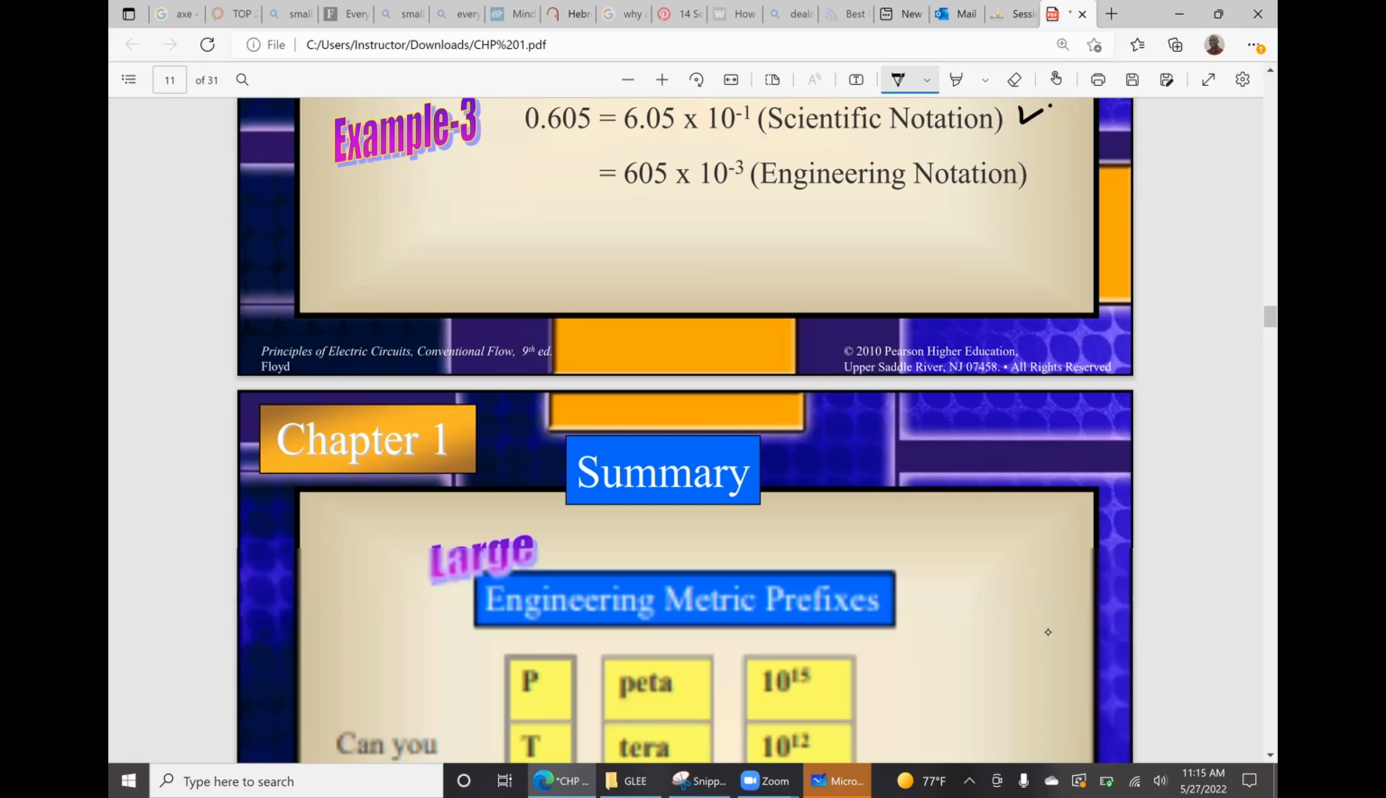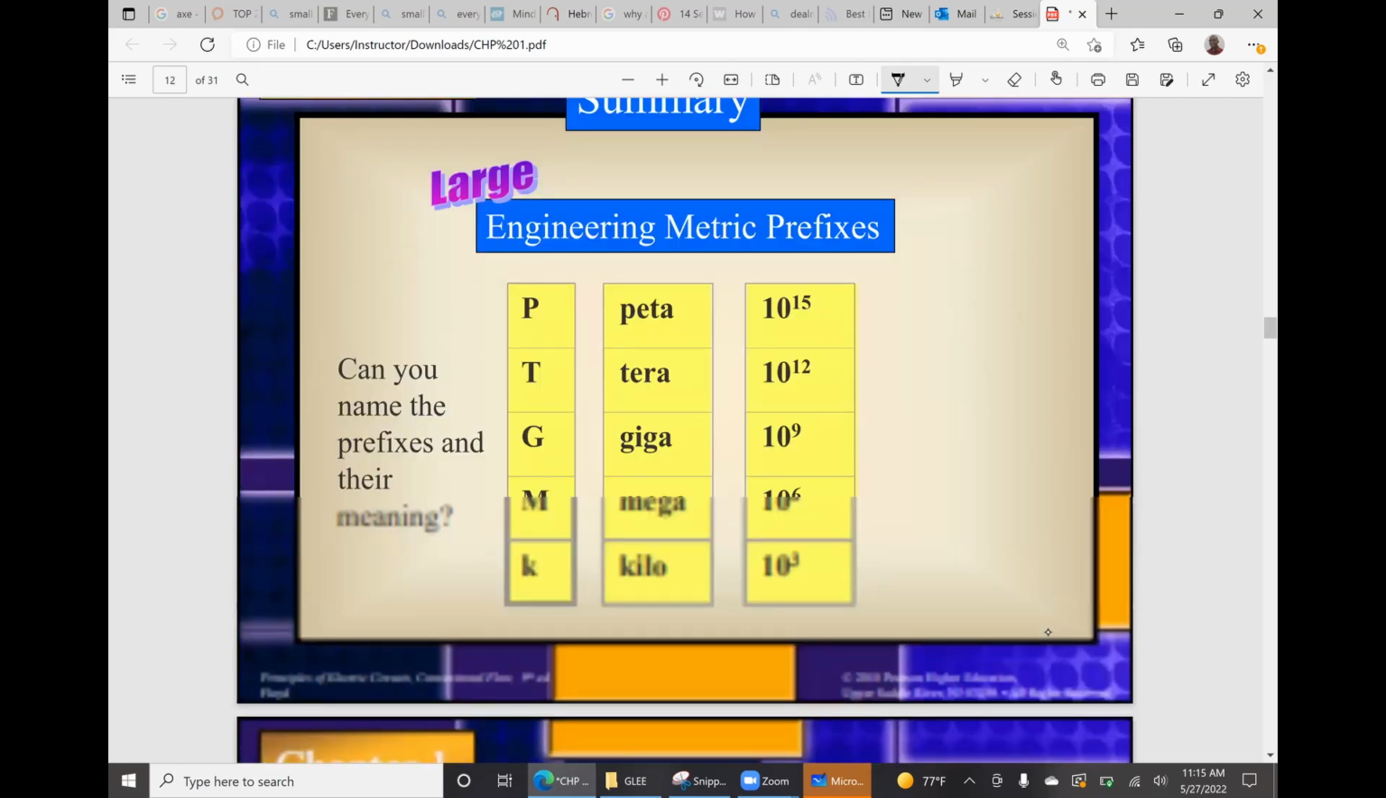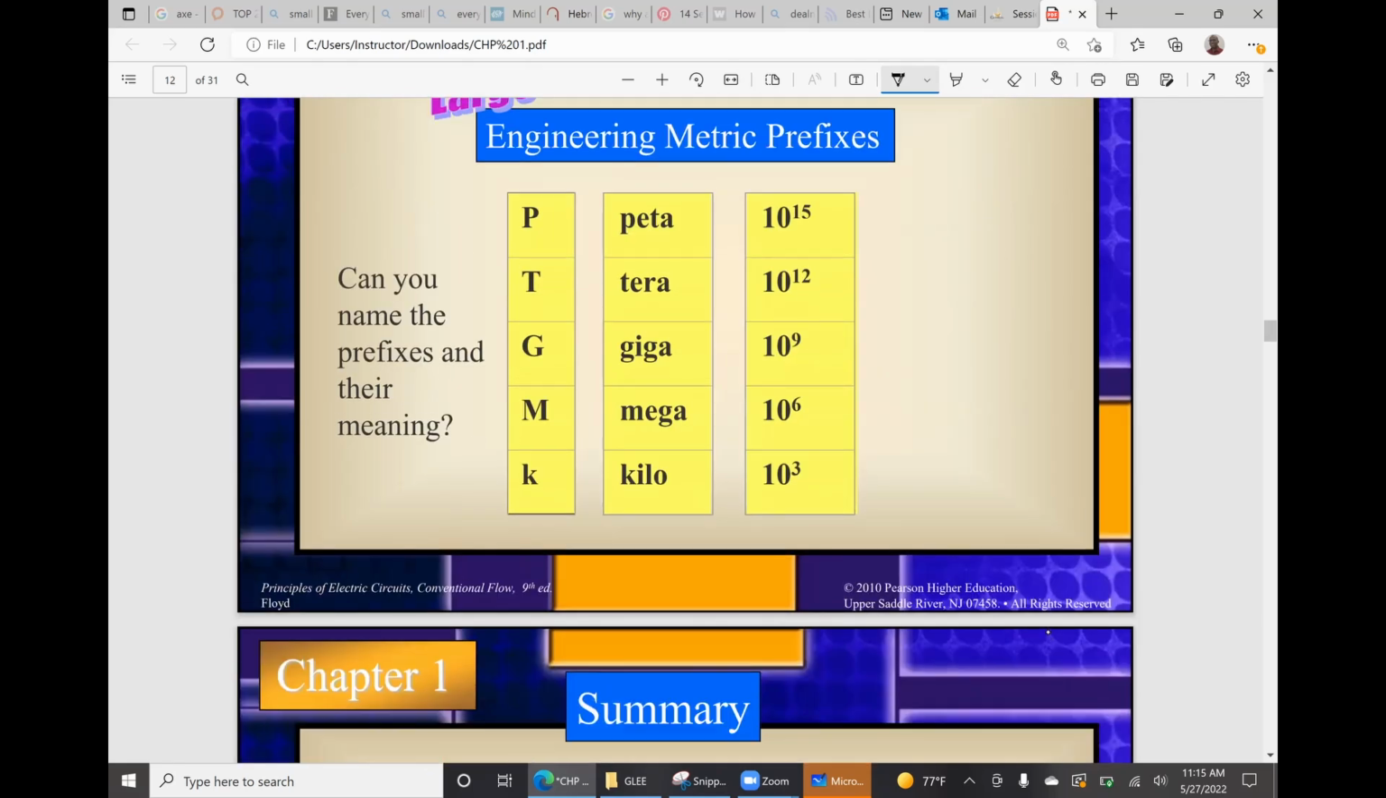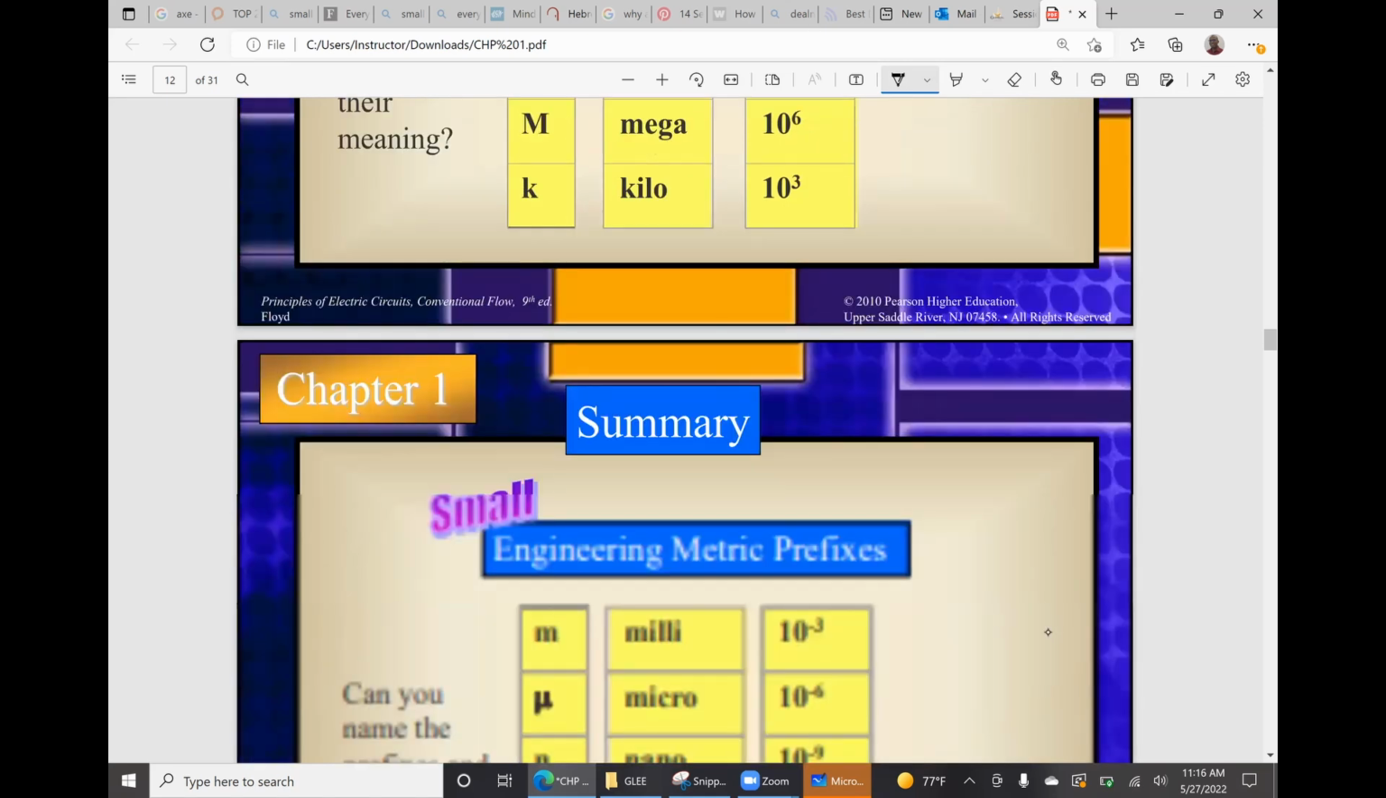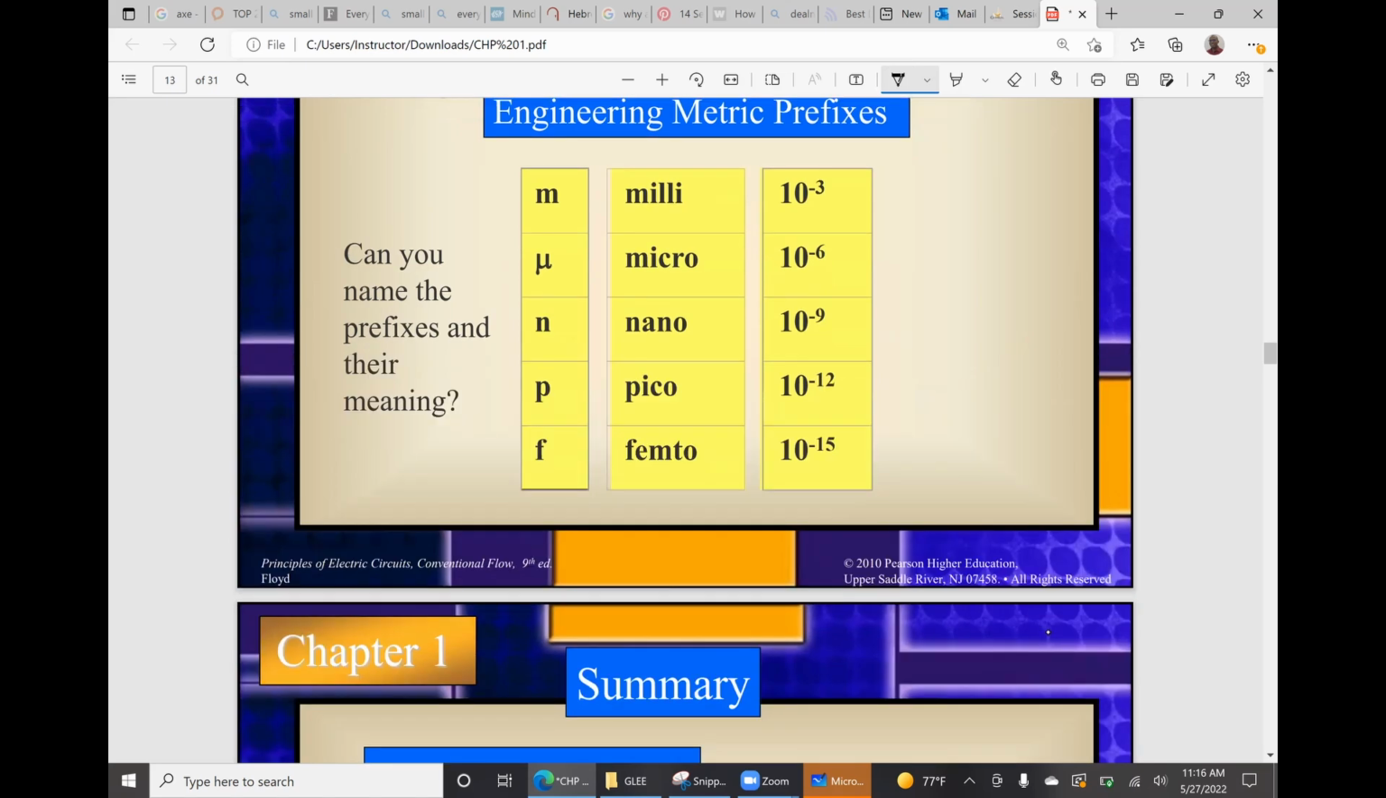Again, for engineering notation, we use some prefixes such as kilo for thousands or 10 to the 3, mega for 10 to the 6, giga for 10 to the 9, tera for 10 to the 12, peta for 10 to the 15. Likewise, on the small side, we use milli for 1,000ths or 1 over 1,000, or 10 to the minus 3.